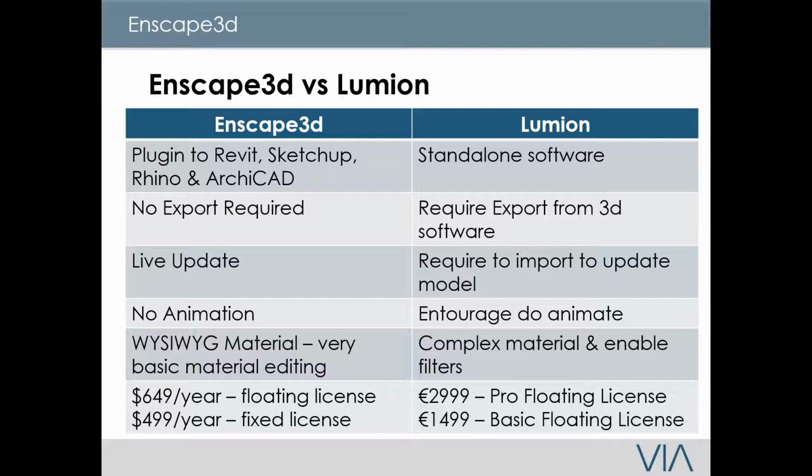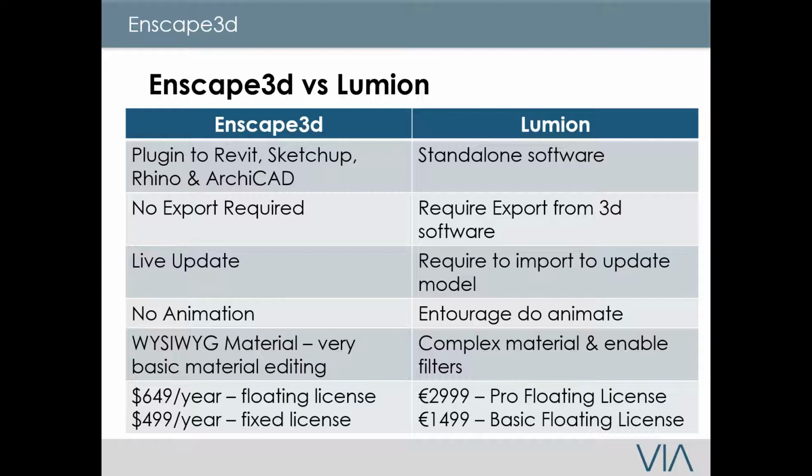When it comes to animation, Lumion's probably the best, whereas Enscape is a still image. You can't do anything. Enscape for material is WYSIWYG, so it depends on what you put into the model. It's going to reflect whatever material. Whereas Lumion is going to be very complex. You can paint them. You can do whatever you want with it. So it's a little bit more controlled.